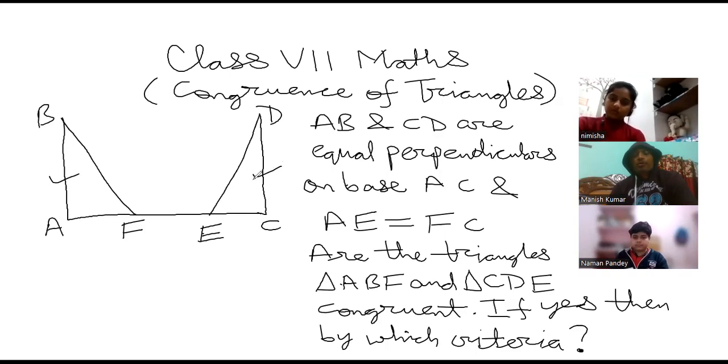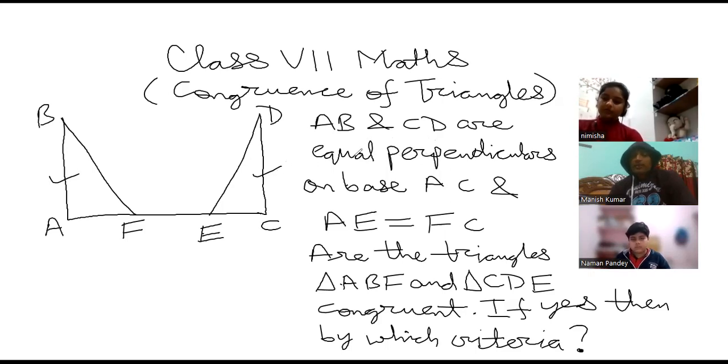Yes. Yes, sir, it is given. But I didn't ask you, Nimisha. Don't try to be over smart. AB and CD are equal perpendiculars. Yes, sir. They are equal. So 5 times you have used no and 5 times yes. Be confident whatever you're telling. It is already written AB and CD are equal perpendiculars.